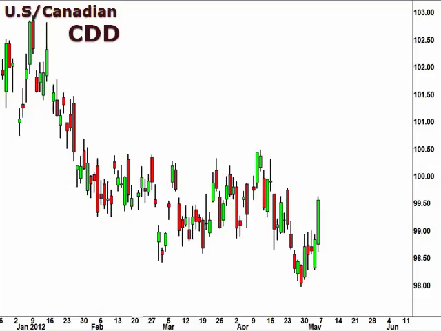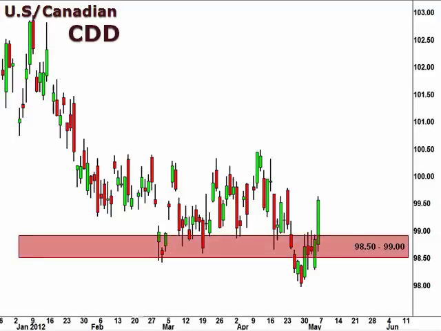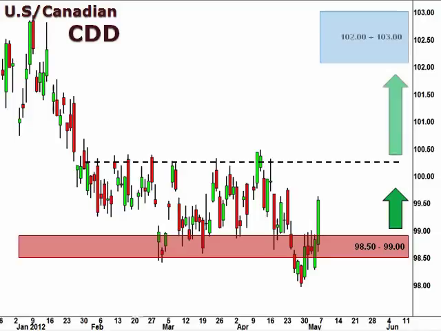Next up, the CDD, the US dollar versus the Canadian dollar. The CDD spent most of last week consolidating within the 98.5-99 support before finishing the week strong. 98.5-99 remains an important support, and any break below is likely to be a signal for a continuation to the downside. However, at this point, we suspect a test of 100.25 as resistance, a break of which is likely to follow through with a move towards 102-103.